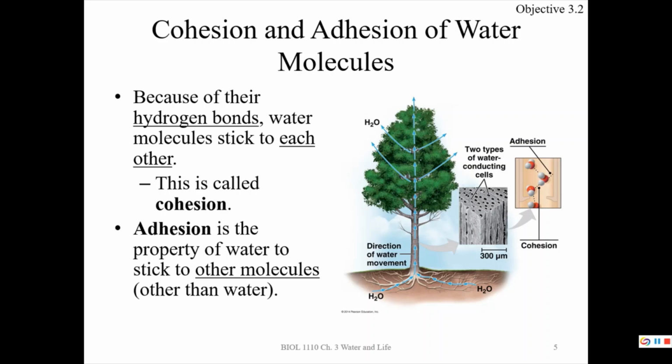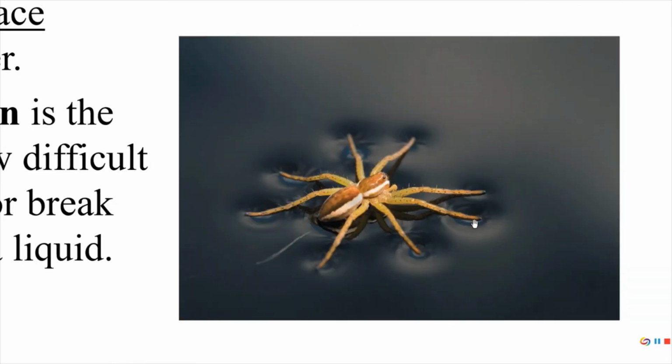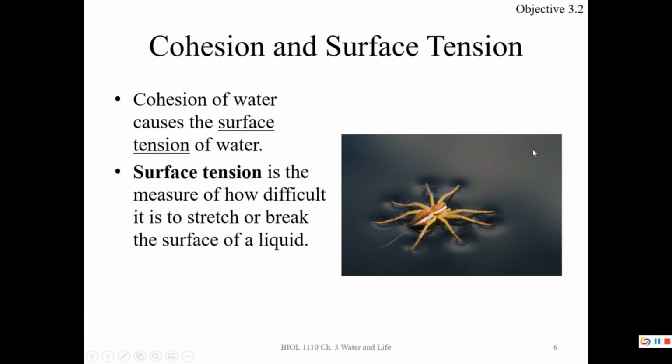It sticks to something that's not water molecules. Adhesion, water to other things. Cohesion, water to water. Now, because water sticks to other water molecules, this creates something we call surface tension. You can see this spider walking on water, and the mass of the spider is not enough to break the surface of water. This is an example of surface tension. Because of cohesion, the water molecules are sticking together, creating tension, or how hard it is to break the surface of a liquid. Water has a fair surface tension. In fact, in our lungs we use a molecule called surfactant to reduce the surface tension at our lungs' exchange surfaces, to make the lungs work better.